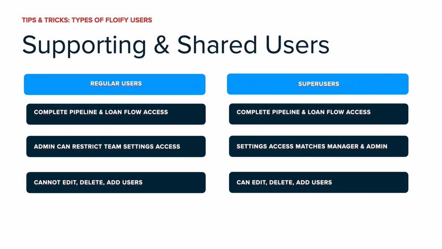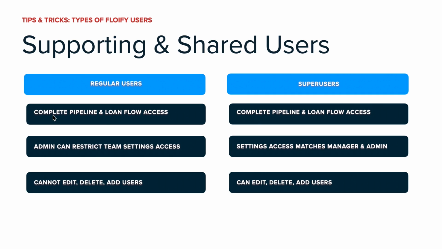So beneath the manager account, it can have multiple different supporting users, and then shared users really means that that supporting user has access to multiple different pipelines. And then the two different types of access that we have here are regular users and super users. Super users and regular users have complete pipeline and loan flow access. So here they'll be able to see every single borrower in your pipeline.